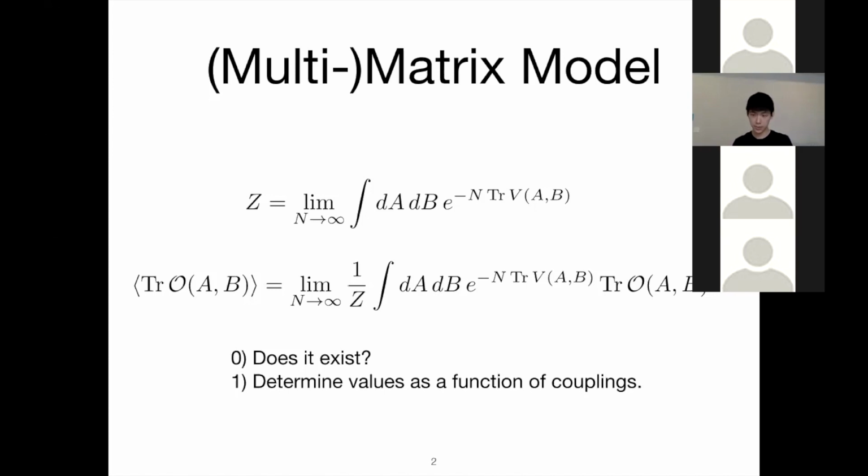Both the zeroth order question and the first order question have been answered completely in the case of single matrix models, but only a subset of multi-matrix models of measure 0 has been solved. So even for a two matrix model, we know very little about either of these questions.